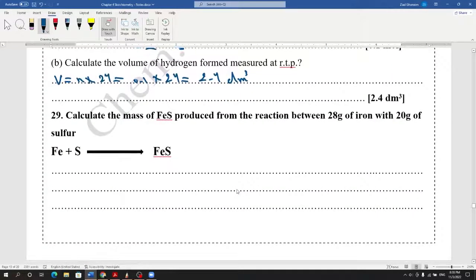Let's take another example. Always remember, you can just pause the video and answer it for yourself, and once you're done you can check the answer by replaying it. Calculate the mass of iron sulfide produced from the reaction between 28 grams of iron with 20 grams of sulfur.